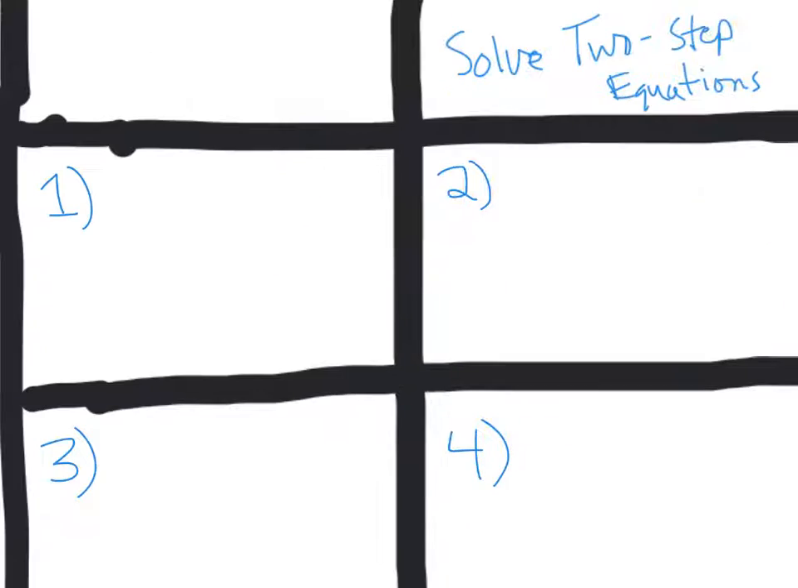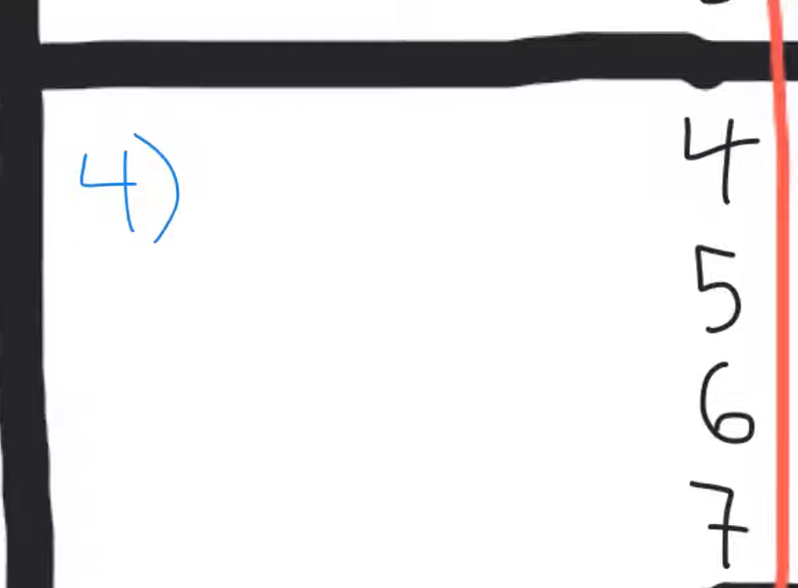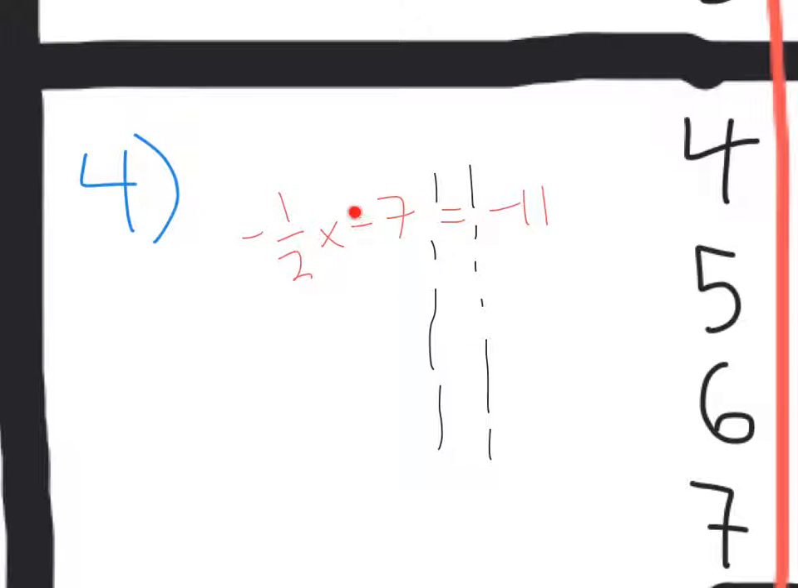We're going to start out with the harder one today. Let's go ahead and move right into number 4. So we've got negative 1 over 2 x minus 7 is equal to negative 11. All right, I'm going to build my mirror down the middle. Awesome. Well, reverse order of operations tells me that I actually need to get rid of this negative 7 first.